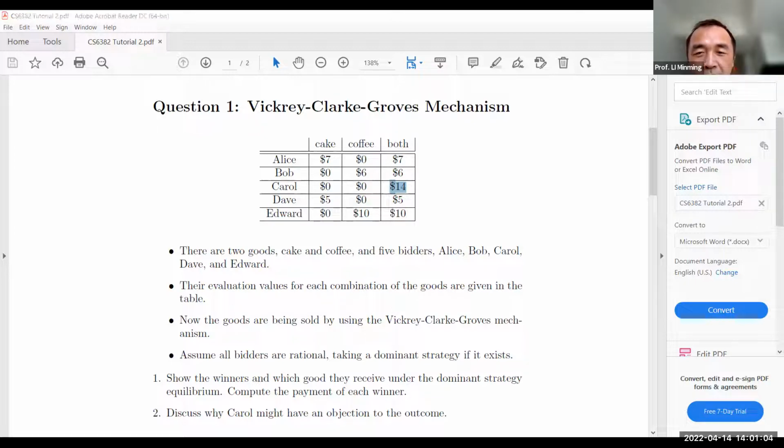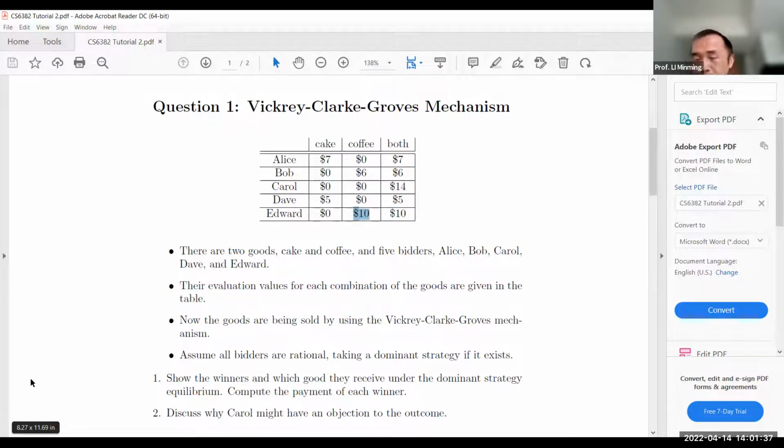Okay, so I see Alice gets cake, Edward gets coffee. Basically, you see we are trying to maximize the possible payment they are willing to pay, right? This combination, 7 and 10, comes up to 17. So actually 17 is the best the seller can ever expect from anybody who is willing to pay, right?